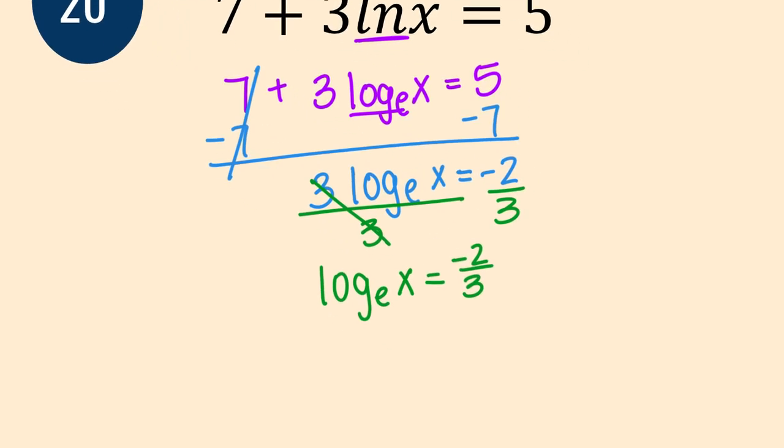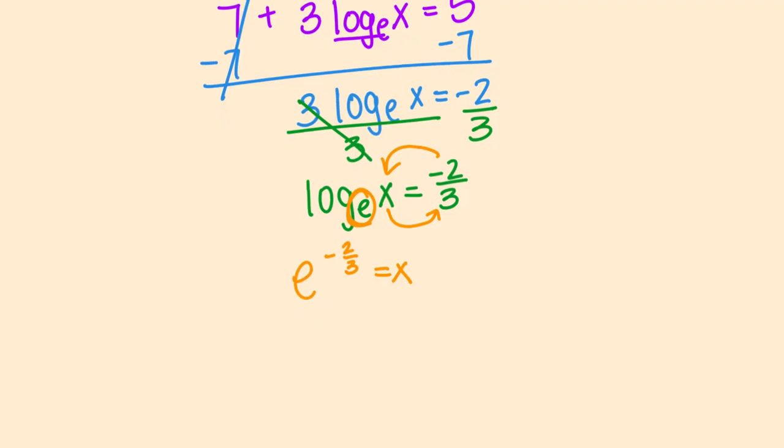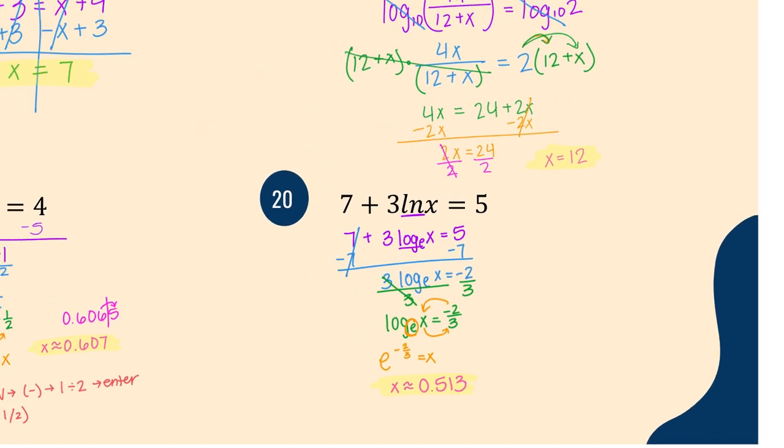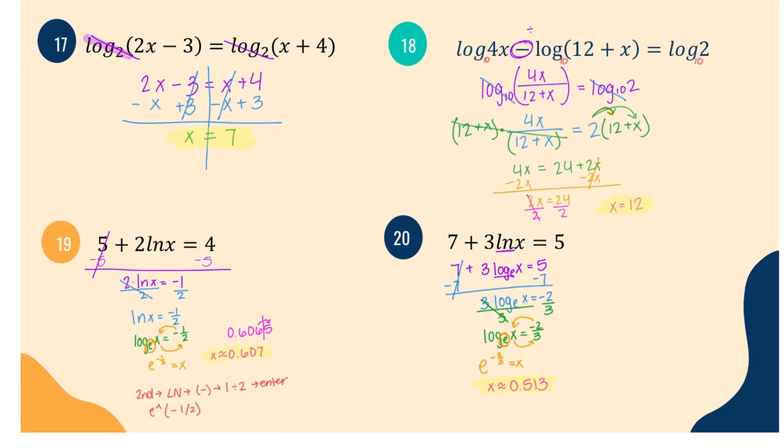And then same thing we did before, we're going to write it in exponential. So circle my base, switch them around. I'm going to end up with e to the power of -2/3 equals x. And same thing we did before, you're going to have to use that second button on your calculator to get e. And if you plugged it in correctly, x is approximately 0.513. And that should be your answer. So please make sure you check your work.